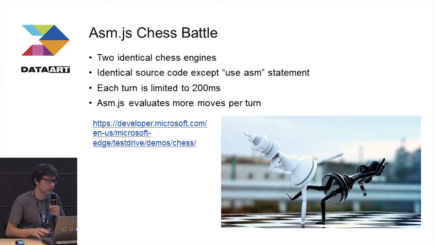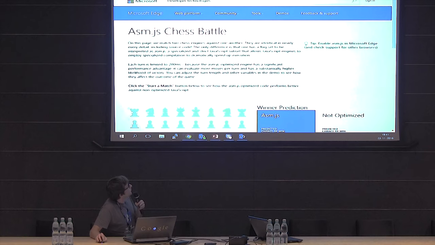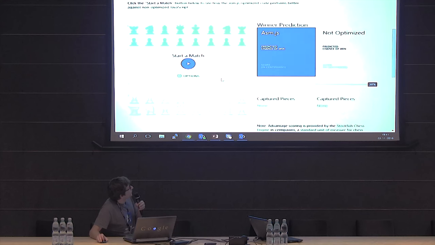The only difference is that one of them uses this USM statement, which gives a hint to the browser that part of the code can probably be compiled with no runtime type checking and without garbage collection. So let's take a look at that example. Each engine is limited to 20 milliseconds per turn to make its calculations.